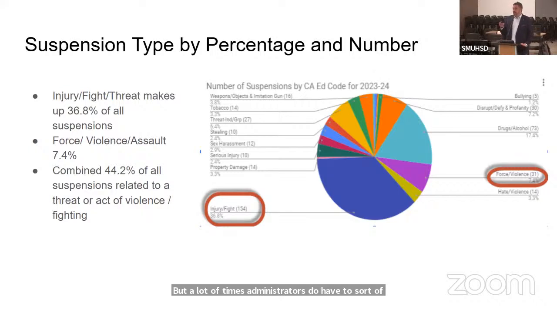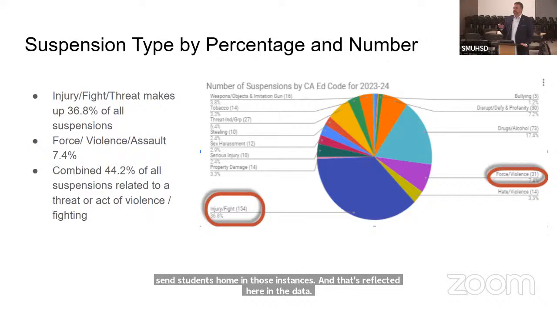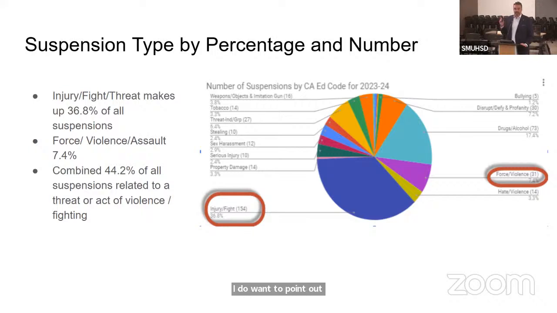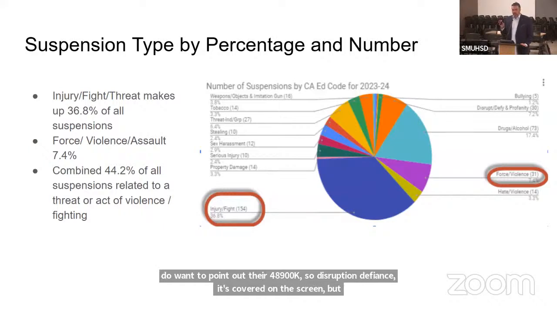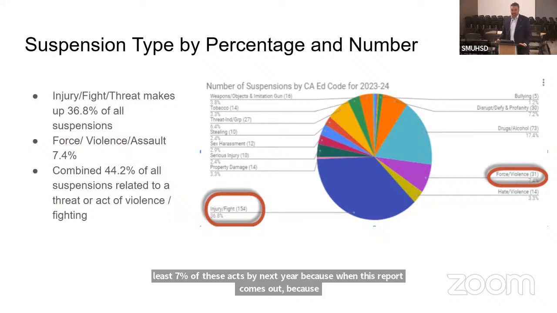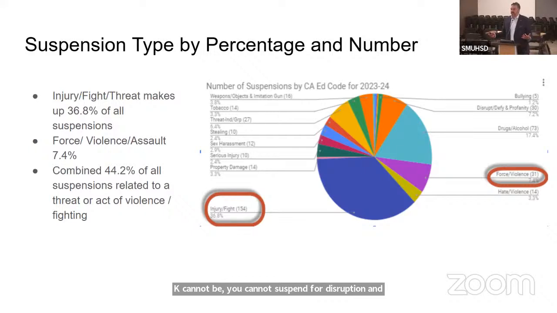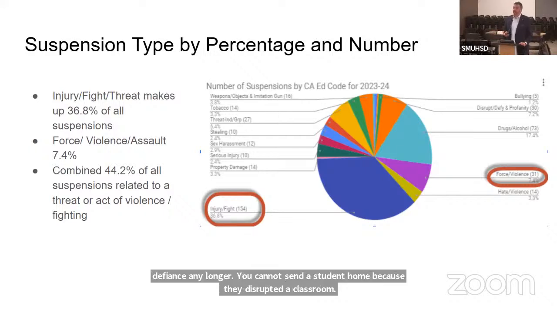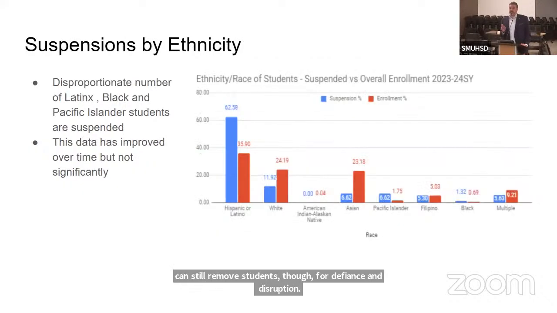I do want to point out Ed Code 48900K, disruption and defiance. It's covered on the screen, but that area is about 7% under K. K is no longer a suspendable act per Ed Code. So we know that we're going to drop at least 7% of these acts by next year, when this report comes out, because you cannot suspend for disruption and defiance any longer. You cannot send a student home because they disrupted a classroom. Teachers can still remove students for defiance and disruption, but they do have to show other means of correction.